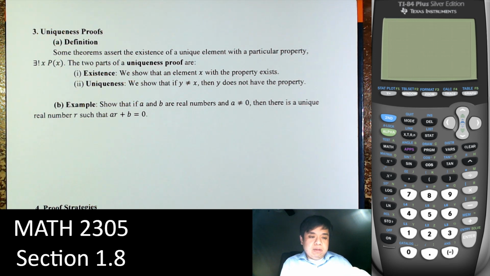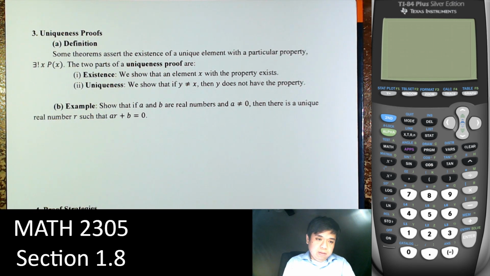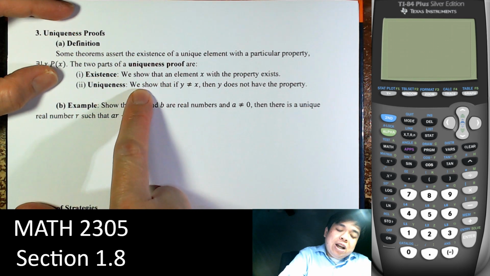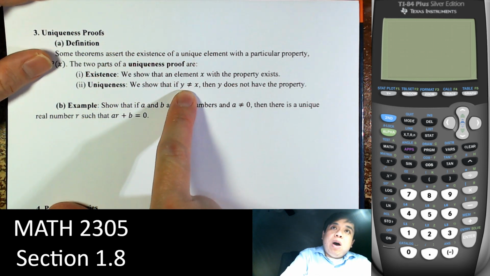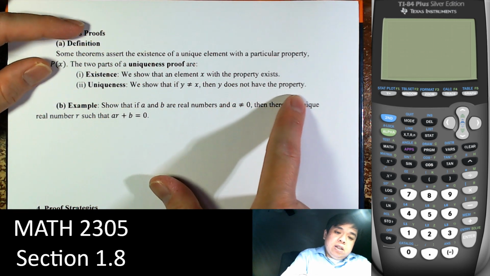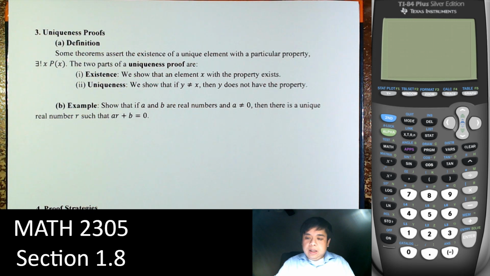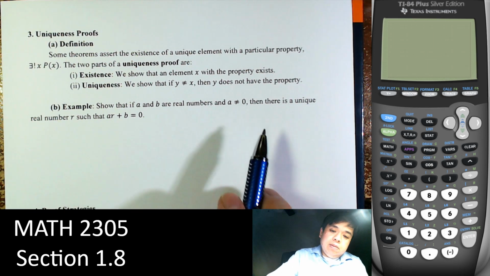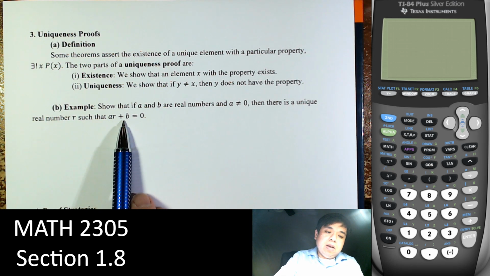Right. Now let's say that if a and b are real numbers and a is not equal to 0, we can prove that there is a unique number r such that a r plus b equals 0. Now let's focus on the uniqueness part of it. To prove that it is unique, just say if y is not equal to x, then y does not have the properties.